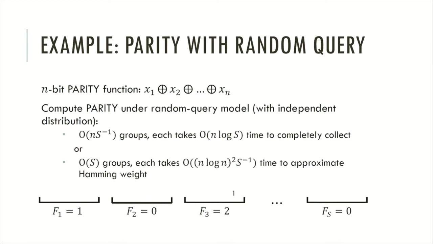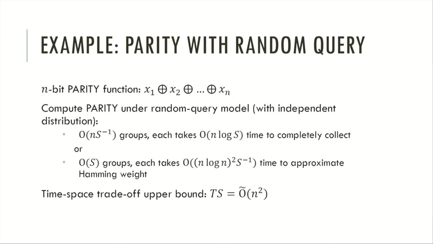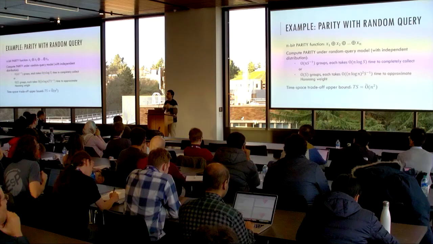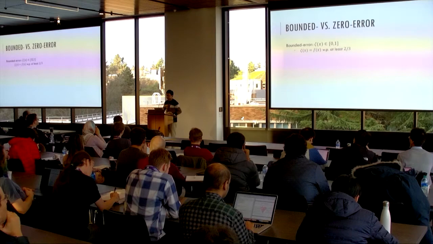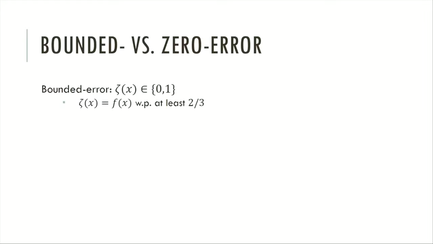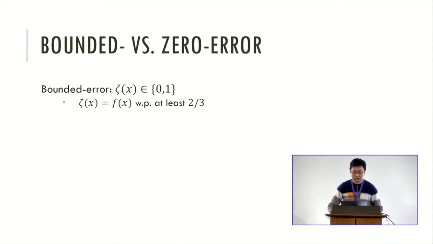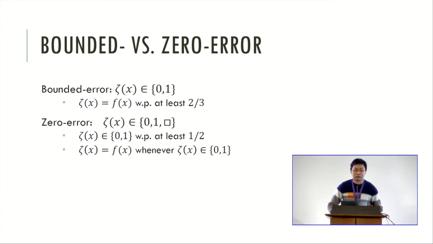So these two totally different algorithms both achieve the same time-space trade-off, which leads us to think that it might be tight. What we prove in this paper is that this quadratic trade-off is indeed tight, but with more restrictions. The restriction we had is zero error computation. In bounded error computation, you want to output with a constant advantage. In zero error computation, you can choose not to output, or say, I don't know, but you have to output with constant probability. And whenever you output, the output must be correct.